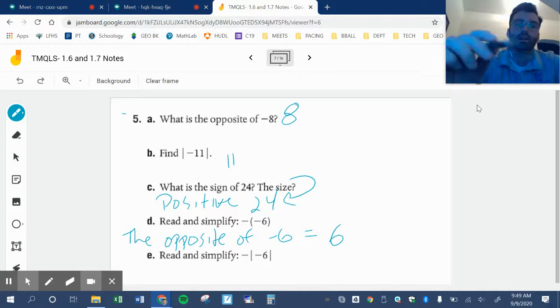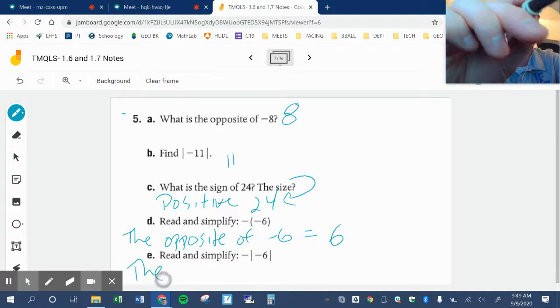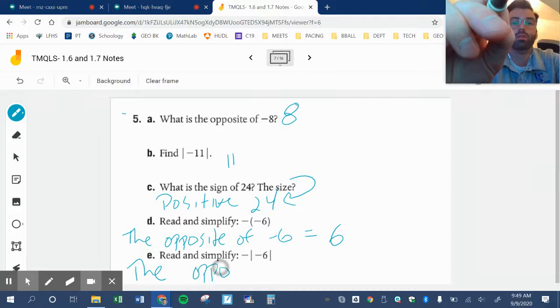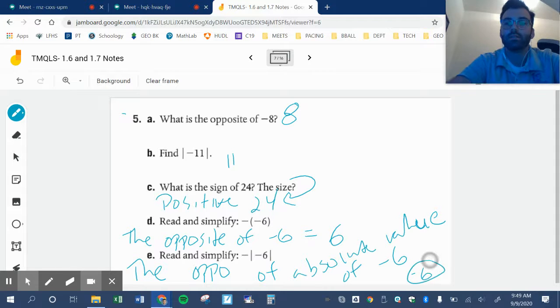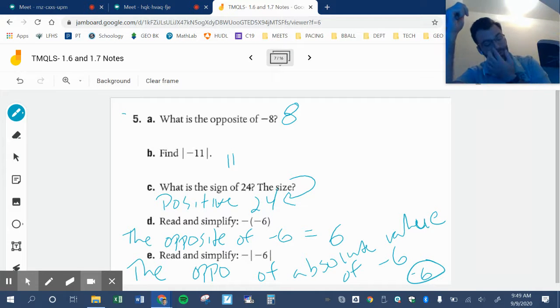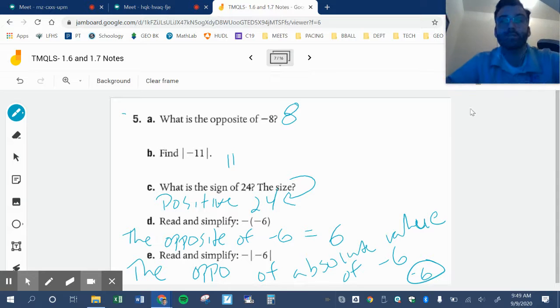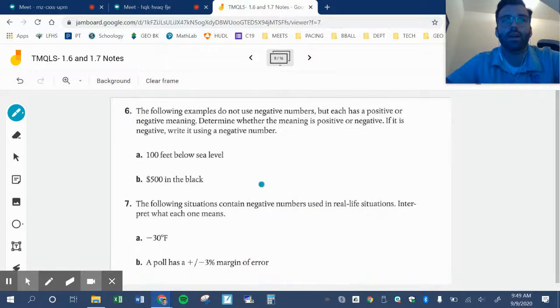Read and simplify. The opposite of the absolute value of -6, which is just 6. So if the absolute value of 6 or -6 is 6, then I take the opposite of that, so I get -6.